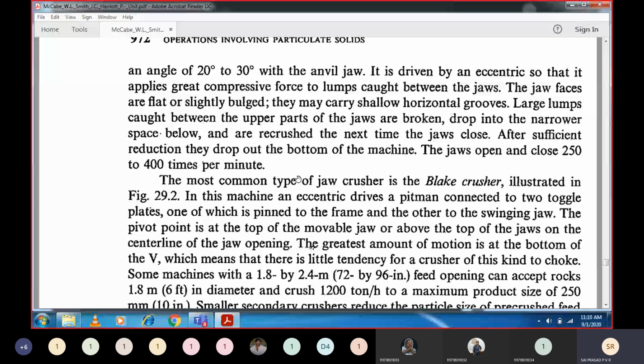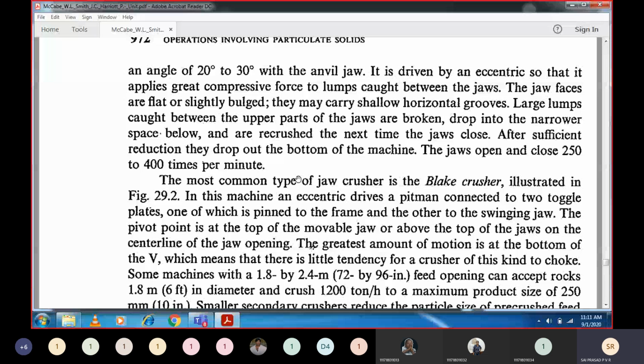The most common type of jaw crusher is the Blake type of jaw crusher, which is shown in the figure. In this machine, an eccentric drives a fitment. So who is driving the machine? First, an electric motor drives. With the help of a pulley and a belt drive, the torque is transferred to the jaw crusher. In the jaw crusher, we will have a central shaft. The other end of the central shaft will have a flywheel.